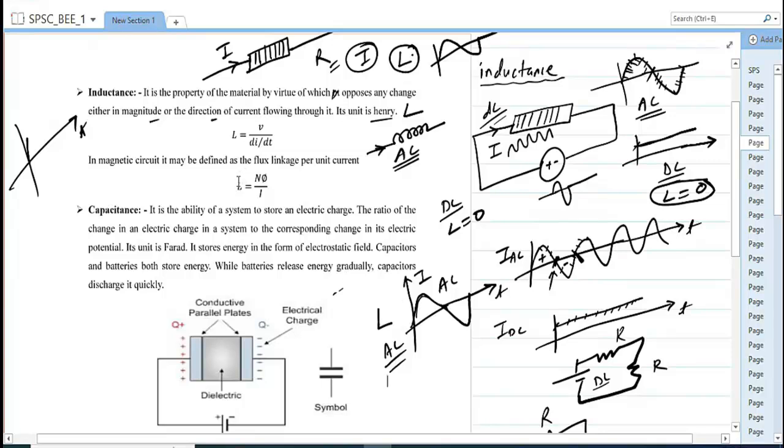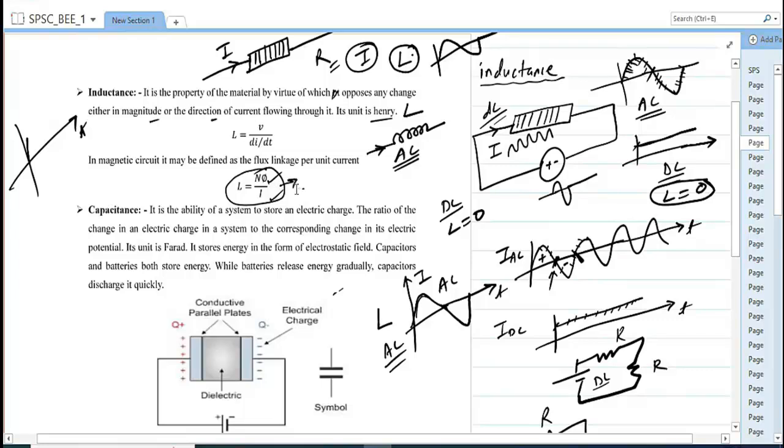So this is very simple. Now another property of inductance with respect to magnetic circuit is the flux linkage per unit current. We will realize this property when we will be discussing the magnetic circuits.